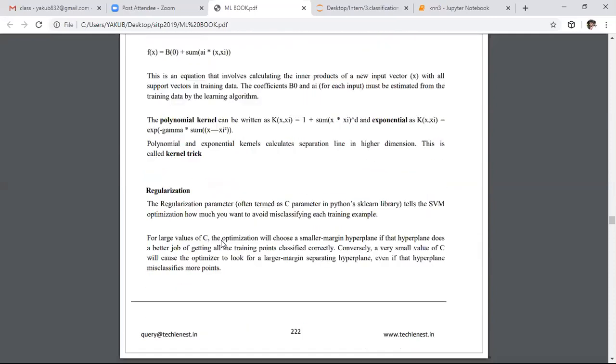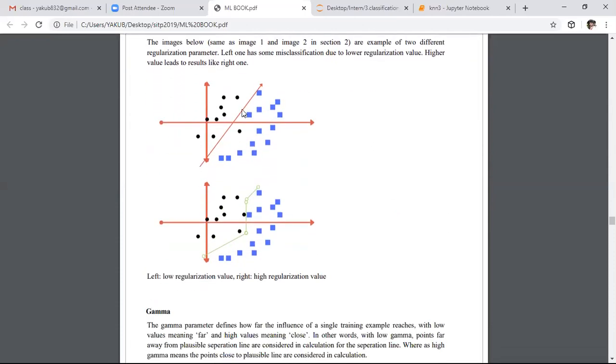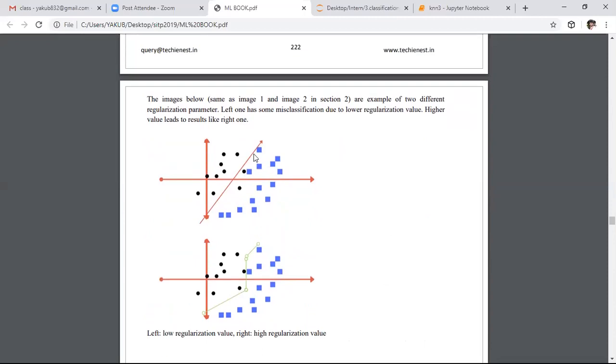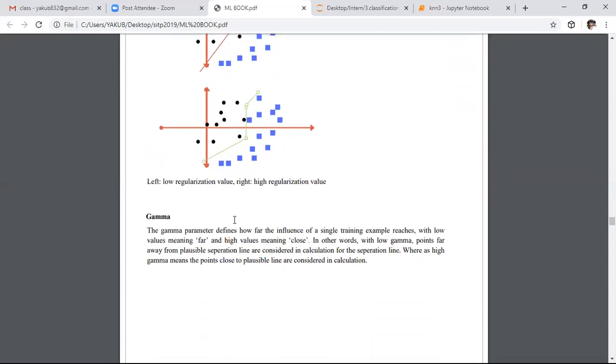So here we have the regularization parameter, which is already specified in the SVM algorithm. While explaining the project, I will explain that to you. After that, we have high gamma as well as low gamma.